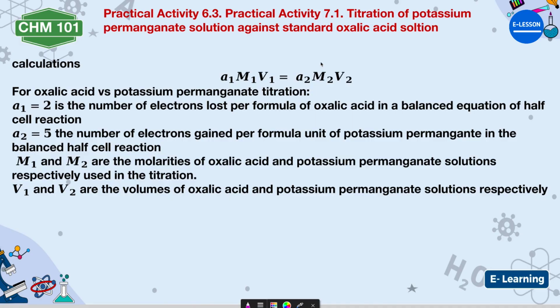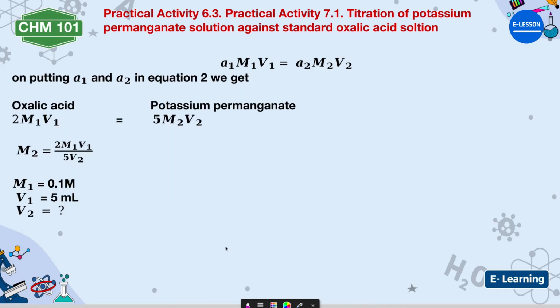That of potassium permanganate, which is the electron gain, is A2, which is equal to 5. Now, M1 and M2 are the molarity of oxalic acid and potassium permanganate solution, respectively, used in the titration, while V1 and V2 are the volumes of oxalic acid and potassium permanganate used. All these are given in your manual. Now, from here, A1 M1 V1 is equal to A2 M2 V2.